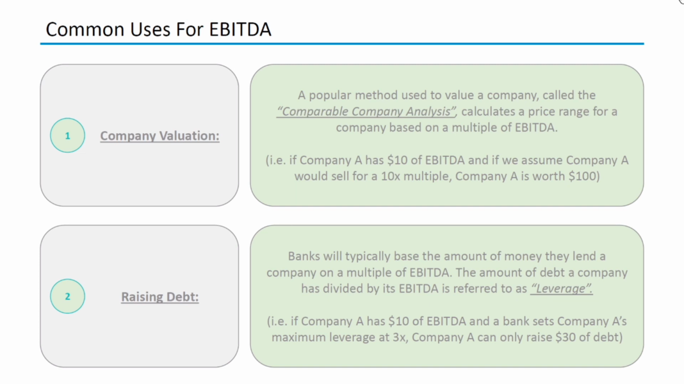Now, a second common use for EBITDA in finance is for a company to raise debt. Banks will typically base the amount of money they lend a company on a multiple of EBITDA. This multiple is commonly referred to as leverage and is calculated by the total amount of debt a company has divided by its EBITDA. So for example, if company A has $10 of EBITDA and the bank sets company A's maximum leverage at 3 times, the company would only be able to raise $30 of debt.